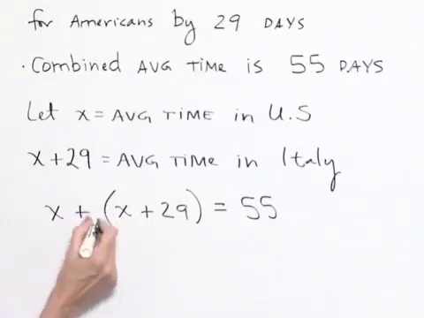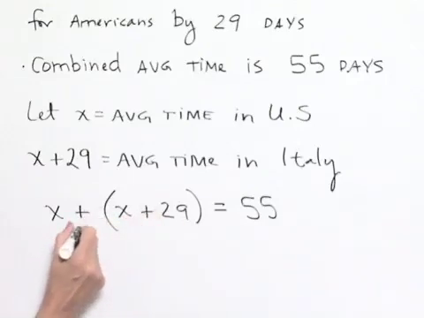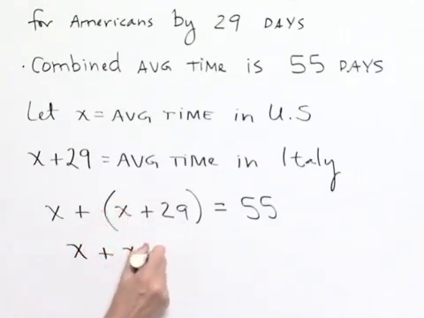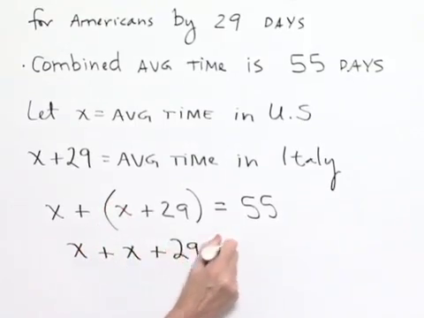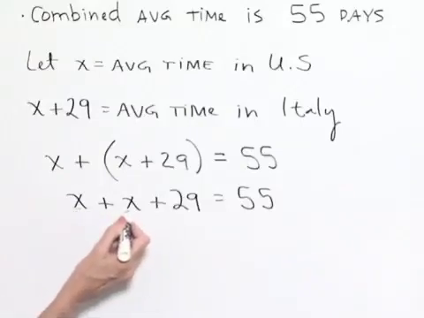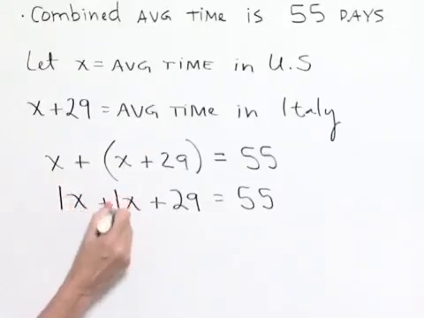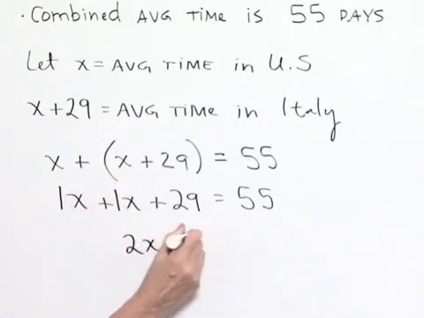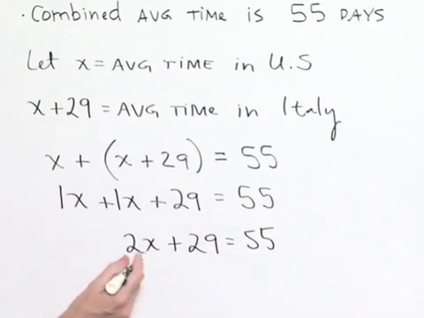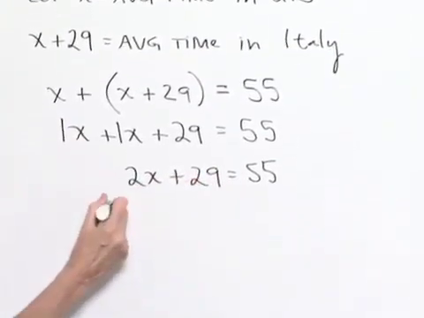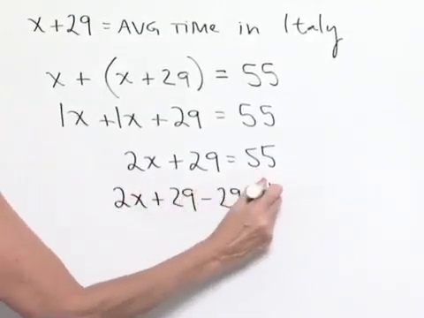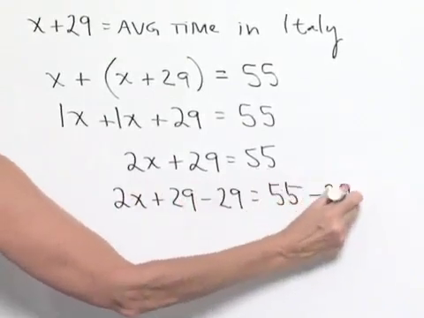Because there's a plus sign in front of this set of parentheses, we can now take the parentheses out of the equation by writing x plus our value of x plus our value of 29. Let's now combine like terms. X plus x is the same as 1x plus 1x, which gives us 2x. Next, we're going to isolate our x term by subtracting 29 from both sides of the equation. So we'll have 2x plus 29 minus 29 equals 55 minus 29.